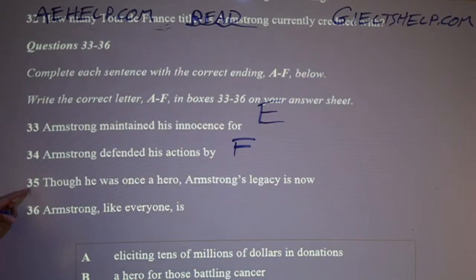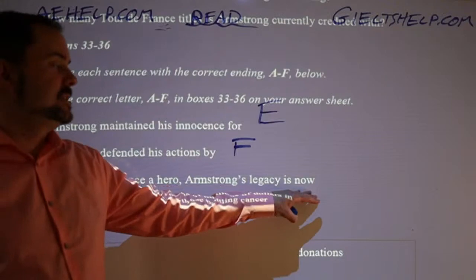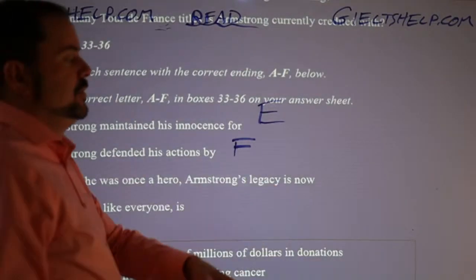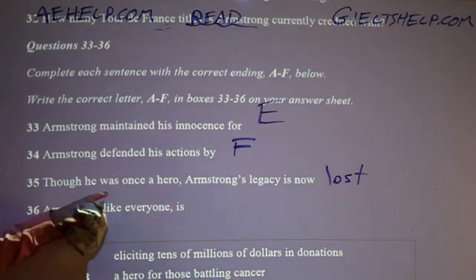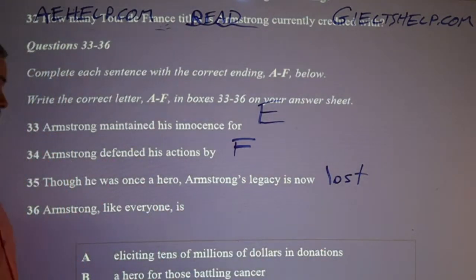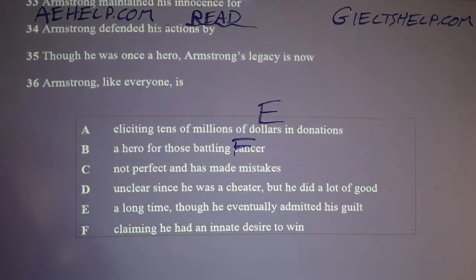Number 35. Though he was once a hero, Armstrong's legacy is now, well, murky, muddy, jaded, destroyed, ruined, lost. Okay, so all of those words would finish this sentence well. Though he was once a hero, Armstrong's legacy is now lost. It's now destroyed. Okay. So let's see if anything matches there.